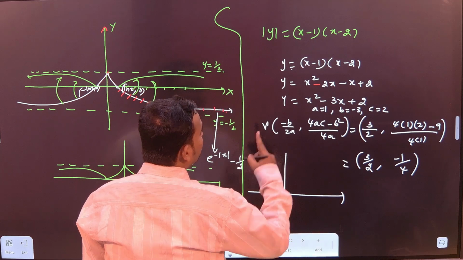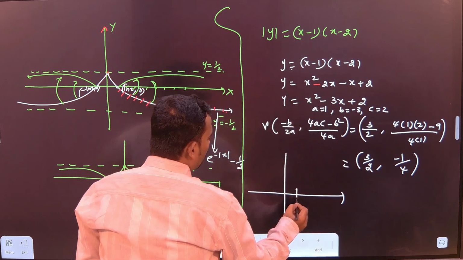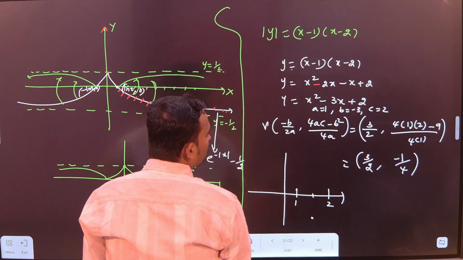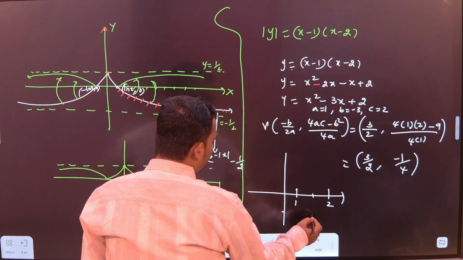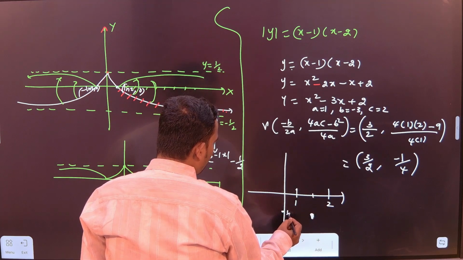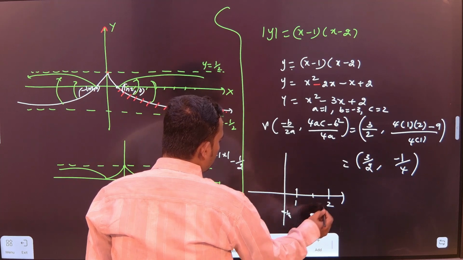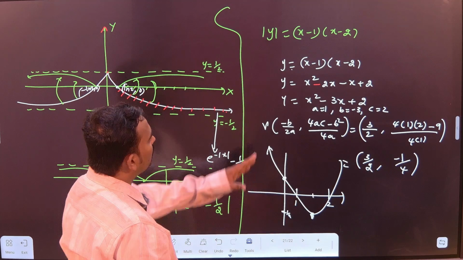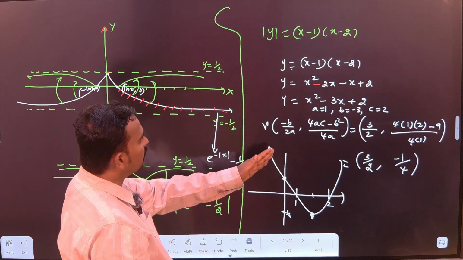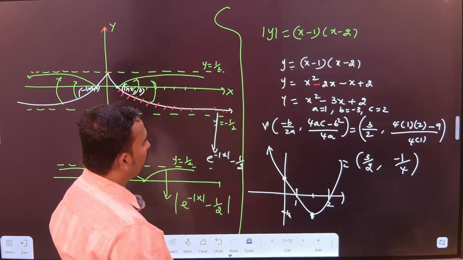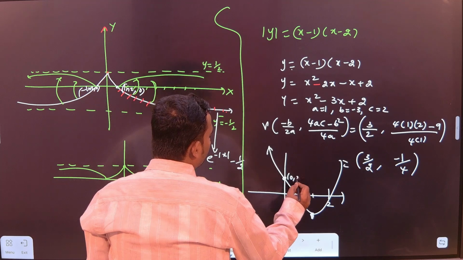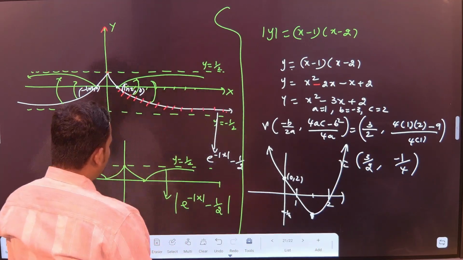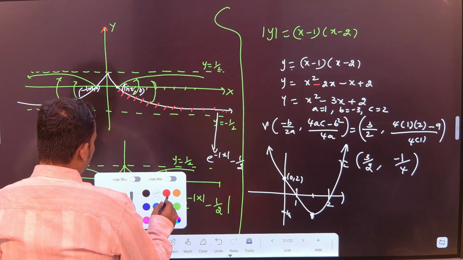Anyway, how to draw the graph of this? The roots are 1 and 2, right? 1 and 2 here. The 3 by 2 here and minus 1 by 4 let us take here. This is minus 1 by 4. The graph will be like this. Where this graph intersects the y-axis, put x is 0. We get 0 comma 2. Clear? Okay, now you can apply the mod y.